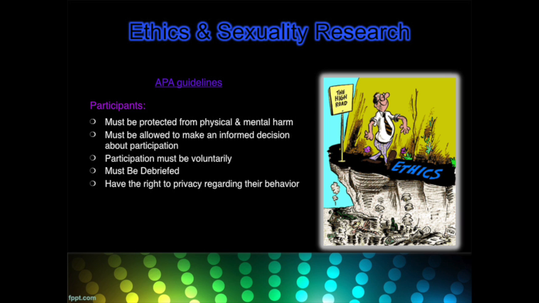And so the ethical guidelines include that participants must be protected from physical and mental harm during research. They have the right to privacy regarding their behavior, so their results and participation has to be anonymous. Participation must be voluntary. We can't force someone to be a part of psychological research. And participants must be allowed to make an informed decision about their participation.